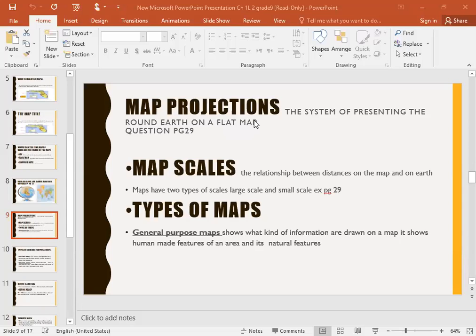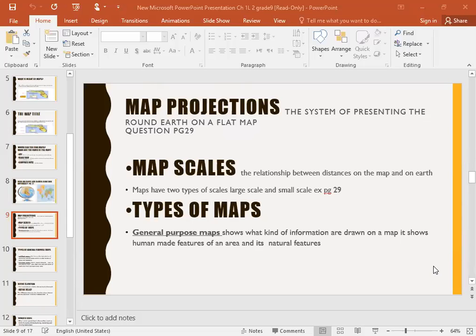The system of presenting the round Earth on a flat surface. Yeah. Okay, this is the system of presenting the round Earth as a flat one. Of course, we are presenting the round Earth on a flat map. It distorts some of the details. That's why maps are not as accurate as the globes.